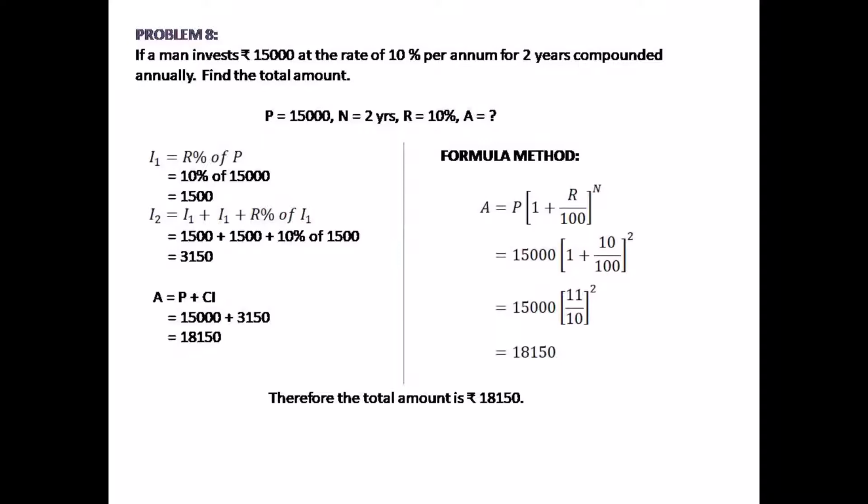Gives 18,150. Using formula method, we get 15,000 into 1 plus 10 by 100 on the whole power 2. On solving, we get total amount is 18,150. Therefore, the total amount is rupees 18,150.